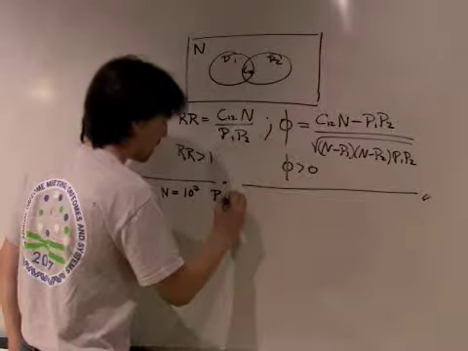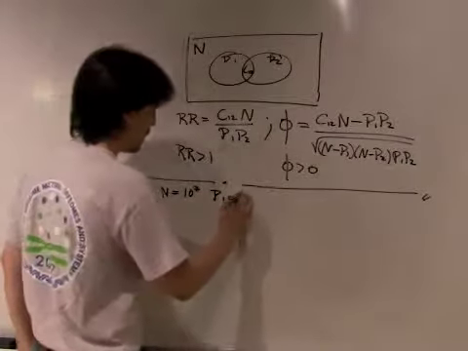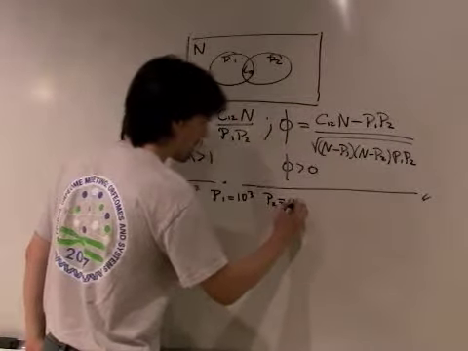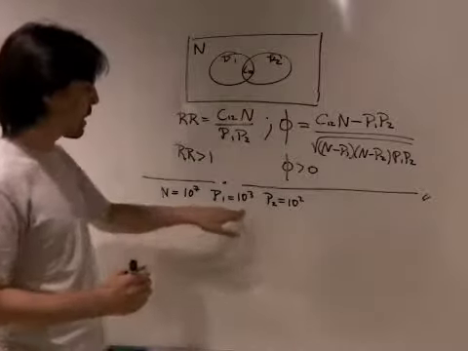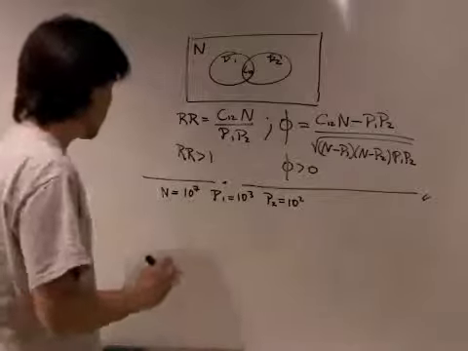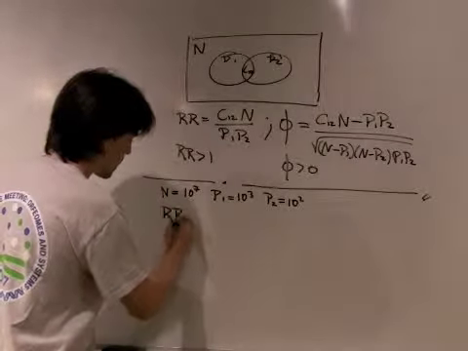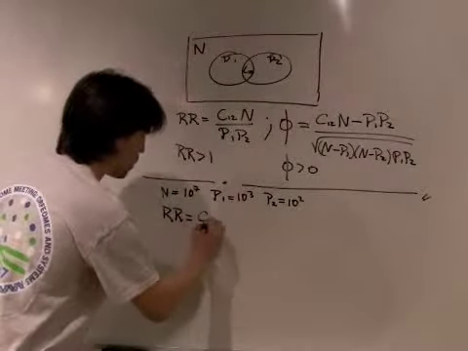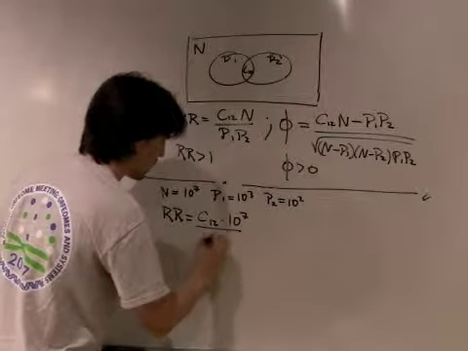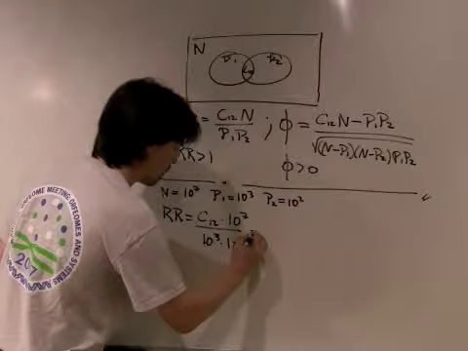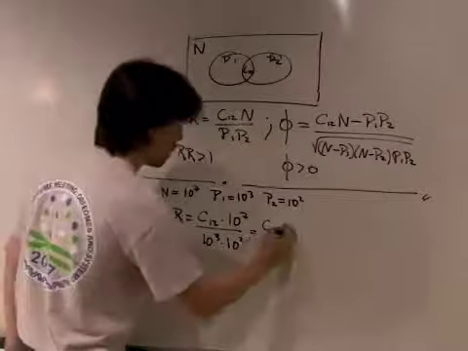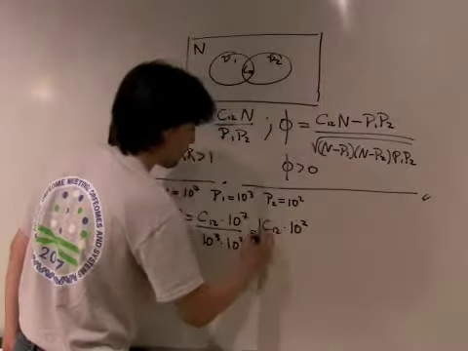And we have disease P1. The prevalence of disease 1 is 10^3. And the prevalence of disease 2 is 10^2. So one disease affects 1,000 patients and the other one affects 100 patients. In that case, the relative risk reduces to C12 times 10^7 divided by 10^3 times 10^2, and this is a 5 there, so we have C12 times 10^2.